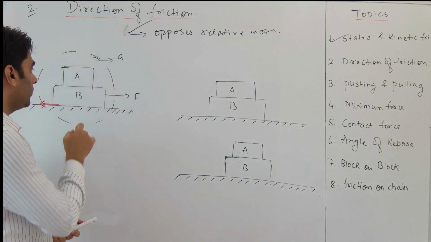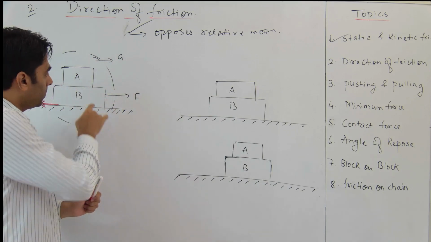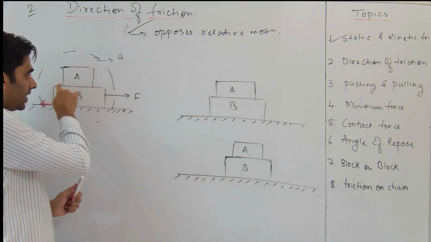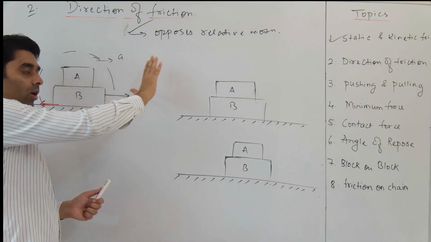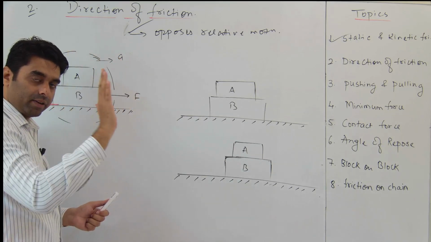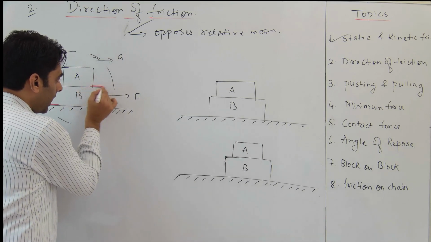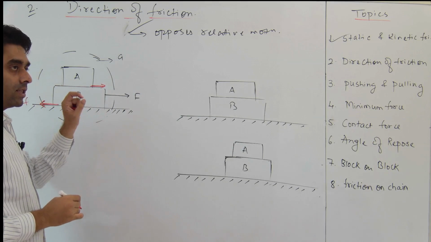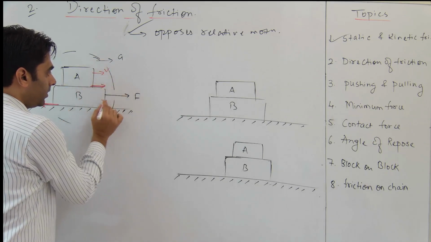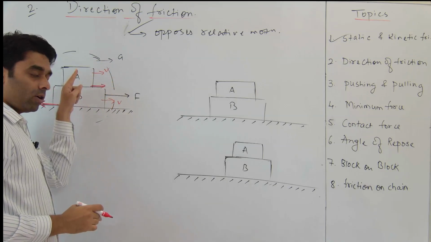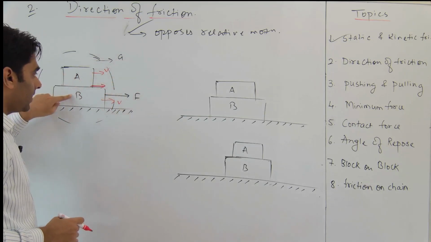Next, if you notice, between A and B also friction is there. All surfaces are rough. Between A and B, no external force is acting on A. And if it is moving along with B with the same acceleration and the same velocity, that implies that friction must be acting. What is the relative velocity? This one also has V speed, this also has V speed. So the relative velocity between A and B will be 0. If the relative velocity is 0, that means A is at rest with respect to B.